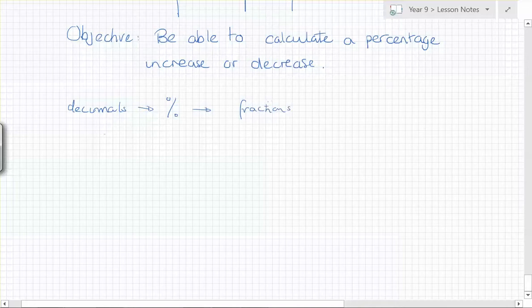Yeah. So, for instance, if a decimal is 0.24, as a percentage that is 24%. As a fraction, it's 24 over 100. Okay? Which can be simplified, can't it? Yeah. 12 over 50, or 6 over 25. But this is enough actually for what we need to do today.